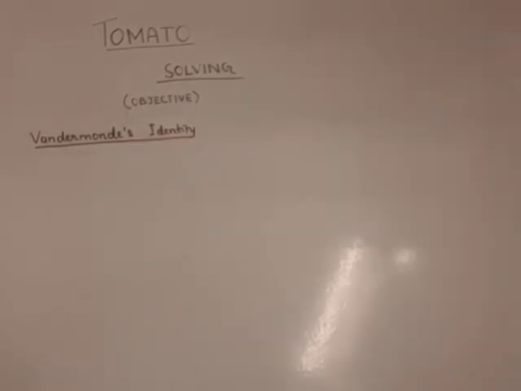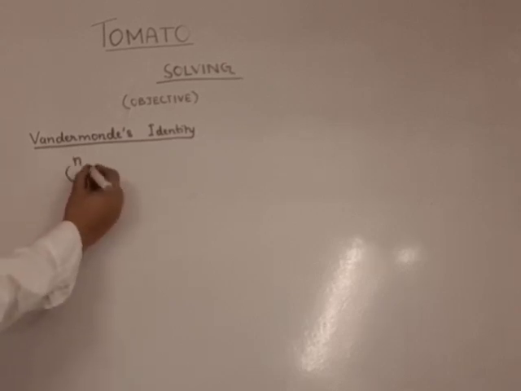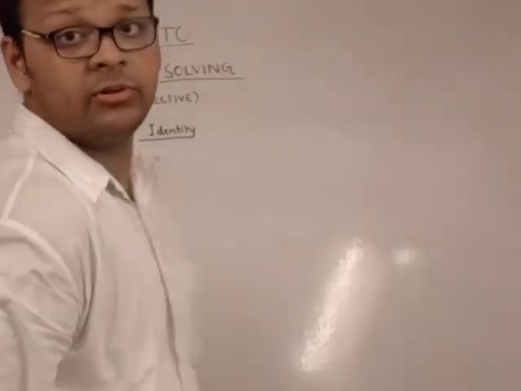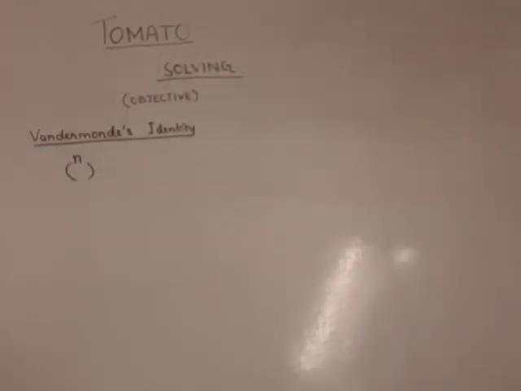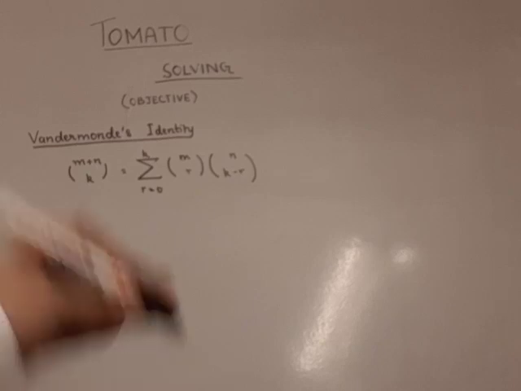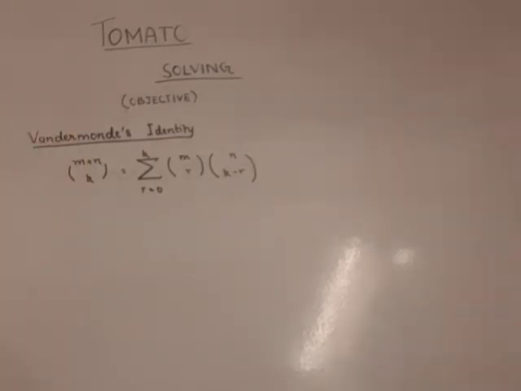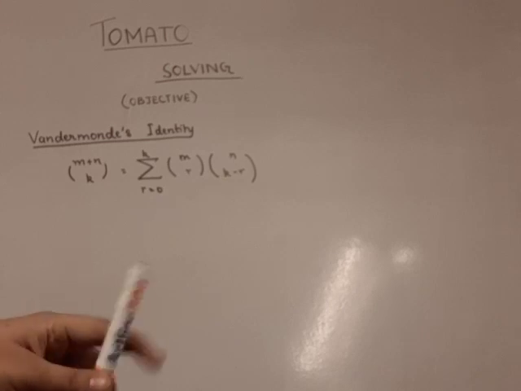This identity says that, so today we are going to learn about Vandermonde's identity to solve this problem. It says that if you have m plus n objects and you have to select k objects out of that, it is the same as choosing MC0 objects, MC1 objects, and choosing k minus r objects from the rest. So you can easily verify this.